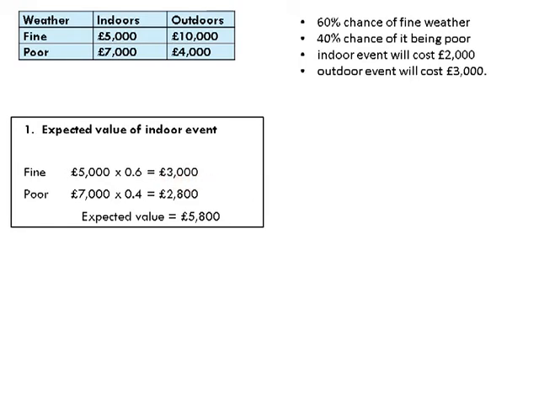Then we do the same, but this time we look at what will happen if the weather is poor. If the weather is poor and we hold the event indoors, then we will generate a return of £7,000. But there's only a 0.4 chance or a 40% chance of that occurring. So we times those together to get the expected value of 2,800. And what we have to do next is we sum these together to get the total expected value of that option. So the expected value of the return of that option is 5,800.